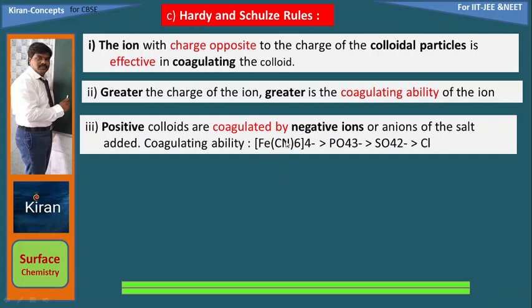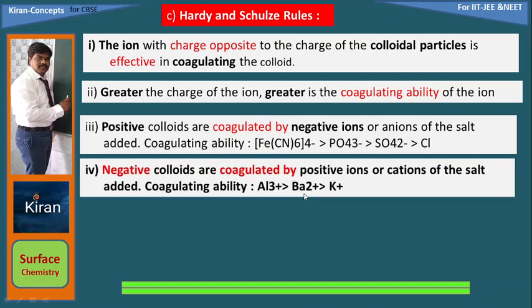Positive colloids are coagulated by negative ions or anions of the salt added. Coagulation ability is in the following order: ferrocyanide ion, phosphate ion, sulfate ion and chloride ion, where this coordinate complex ion has the highest coagulating capacity. Negative colloids are coagulated by positive ions or cations of the salt added. Coagulation ability is in the following order: aluminium ion is greater than barium and sodium ions. Charges here are plus 3, plus 2, plus 1. For the anions, the charges are minus 4, minus 3, minus 2, and minus 1.